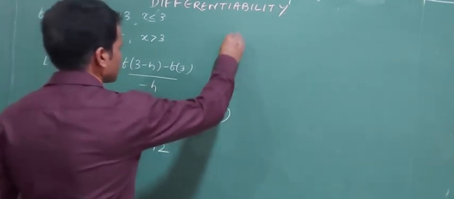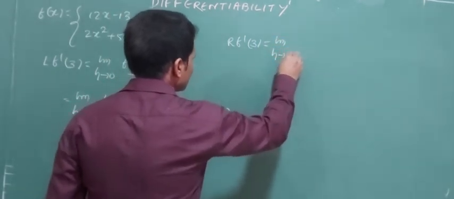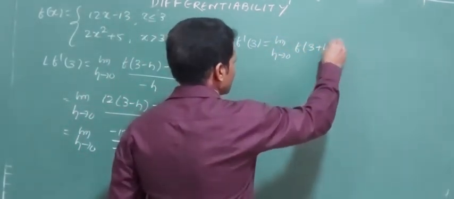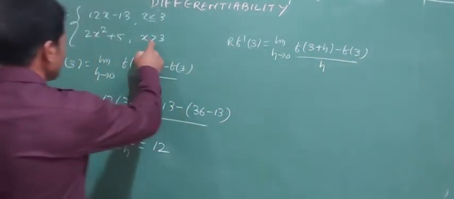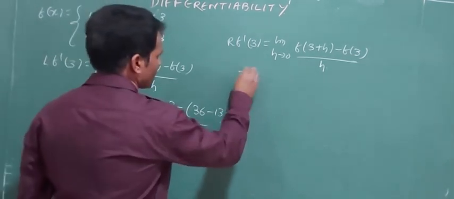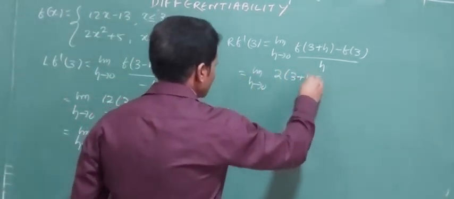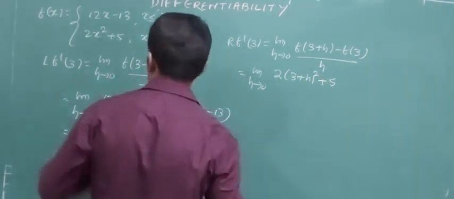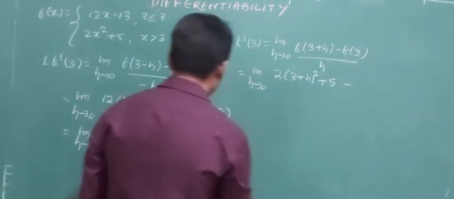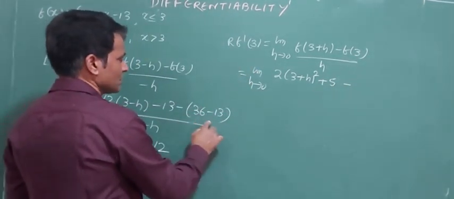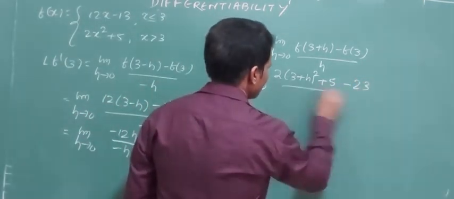Let's calculate the right hand derivative. R dash 3. Limit h tends to 0, f of 3 plus h minus f of 3 by h. Plus h here. Limit h tends to 0, 2 into 3 plus h whole square plus 5. Wherever x is there, replace it by 3 plus h. Minus f of 3. f of 3 I already calculated, that's your 23, by h.